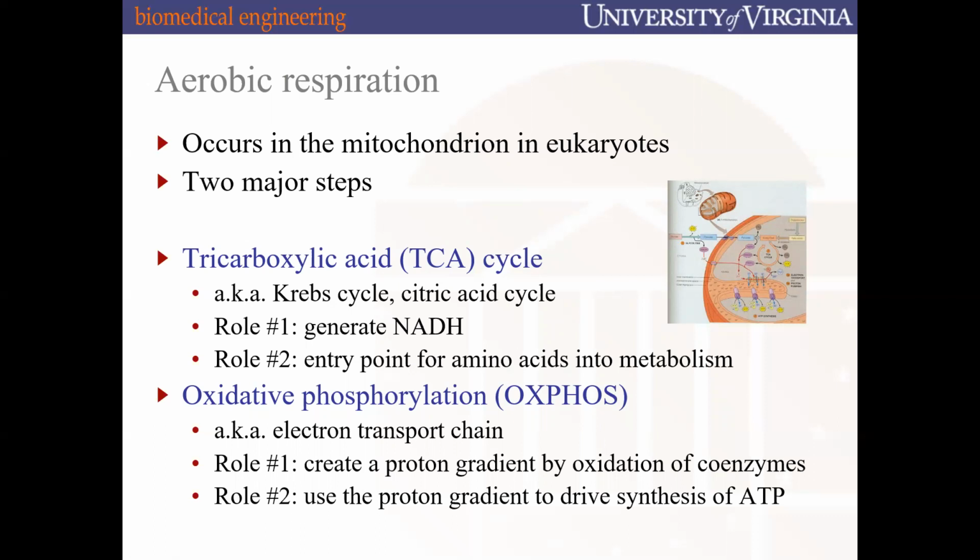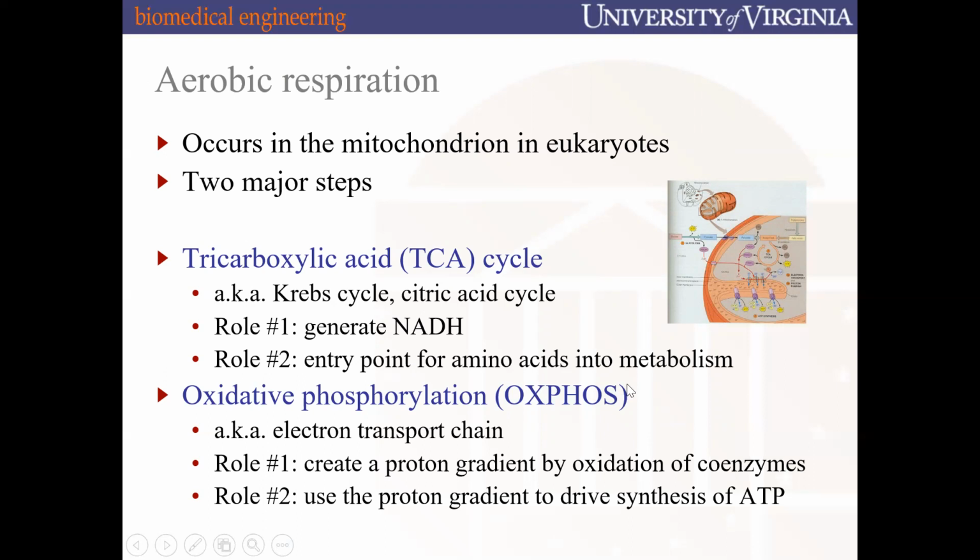With the TCA cycle, you want to be focusing on two things. First, as I mentioned, we're generating these reducing equivalents. One of these is NADH. And second, we're also going to be talking about how we're using amino acids, the monomers of proteins, as well as other things like fats to incorporate into these metabolic pathways.